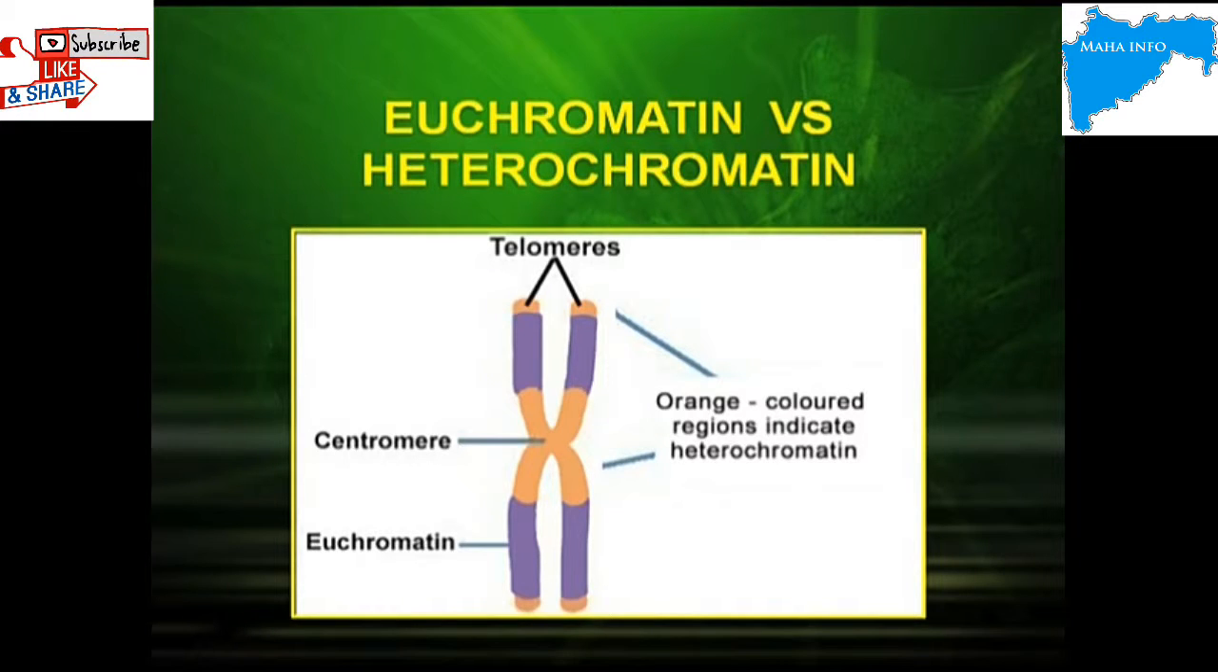Now, let us study the euchromatin and heterochromatin with the help of the following figure. The orange colored regions indicate the heterochromatin, the centromere joins the two arms of the chromosome, and the blue region that you see is the euchromatin. So, now we have studied the detailed structure of DNA and how the DNA is organized into the chromosomes which we see during cell division.